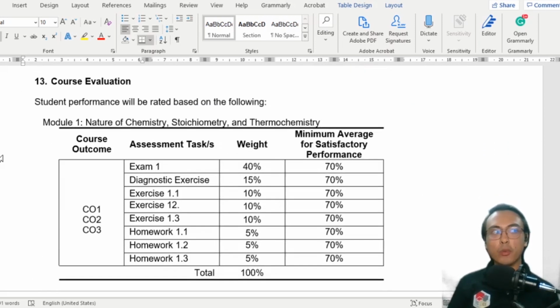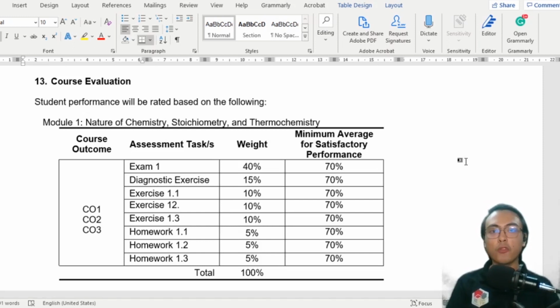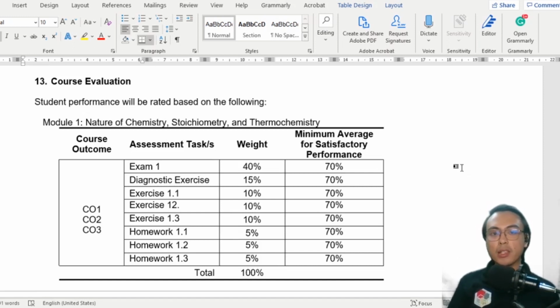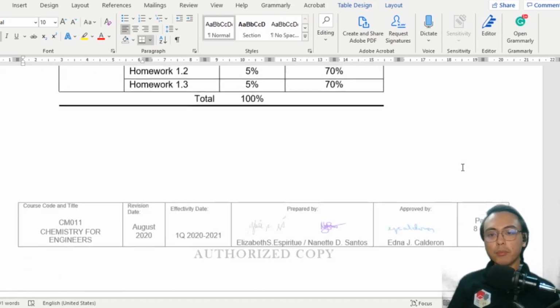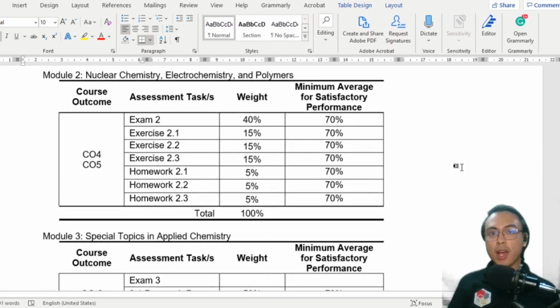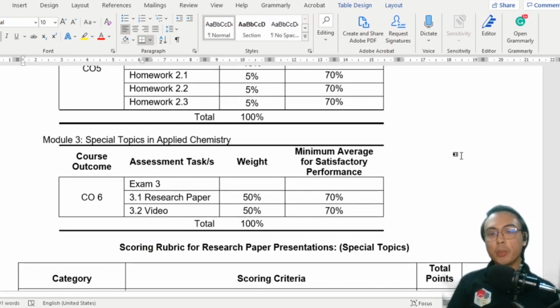Next, course evaluation. This course evaluation table will show you how you will be graded in each module. For module 1, your exam is 40% of the grade, while the different exercises and homeworks make up the rest of your grade. Okay? And the passing is 70%. For module 2, the exam is also 40%, while the remaining 60% is divided into different exercises and homeworks. You see here that exercises and homeworks make up the majority of your grade and that you should always be submitting those assignments.